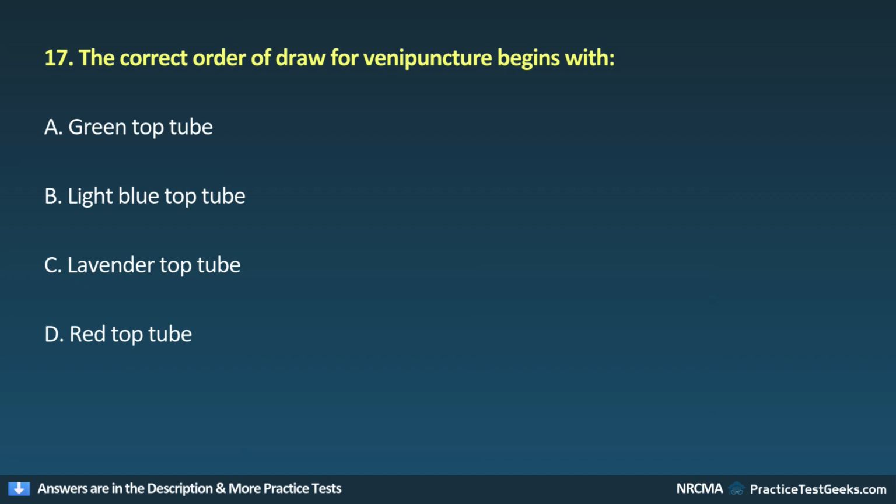17. The correct order of draw for venipuncture begins with A. Green top tube. B. Light blue top tube. C. Lavender top tube. D. Red top tube.